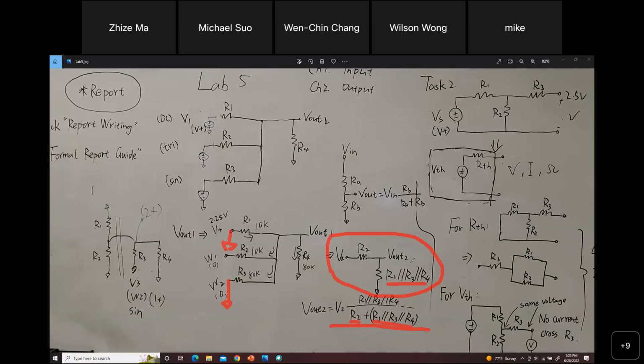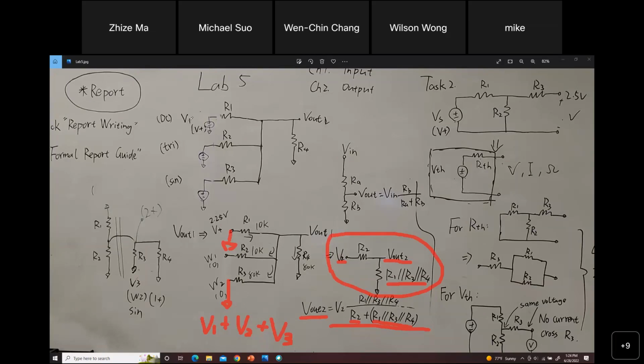And the output is Vout2 here. So the output is on the numerator, then times V2. V2 is the only input here. So that will be Vout2. You repeat the same process to calculate Vout1, Vout2, and Vout3. If you add them together, that will be your total Vout.